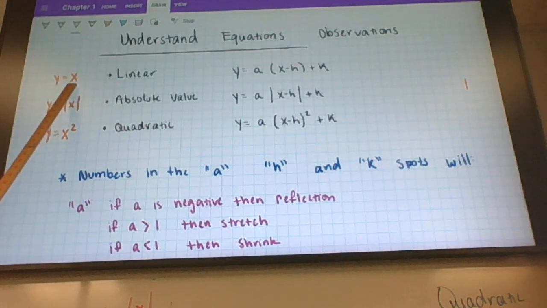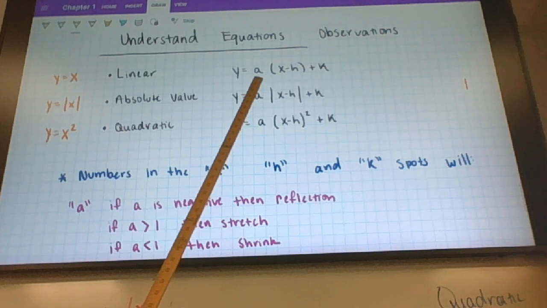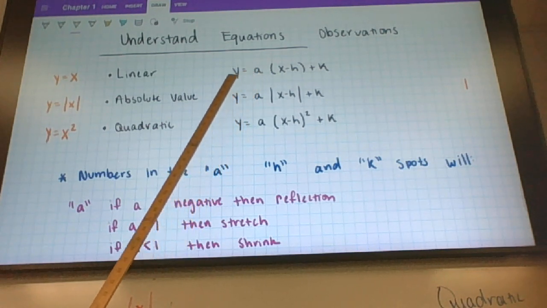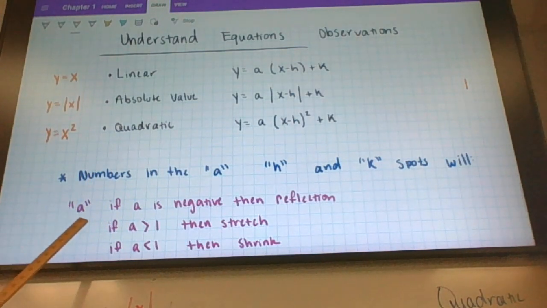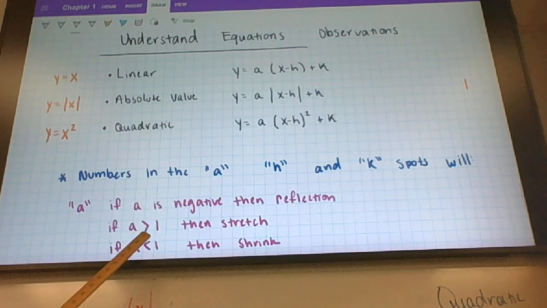This is the parent linear function. If there is a number in front, a coefficient, we call it a. If a is there and it's negative, then there is a reflection present in the graph. If a is greater than 1, then there's a stretch. The slope is tall and skinny. If a is less than 1, then there's a shrink. It's actually a flatter line.